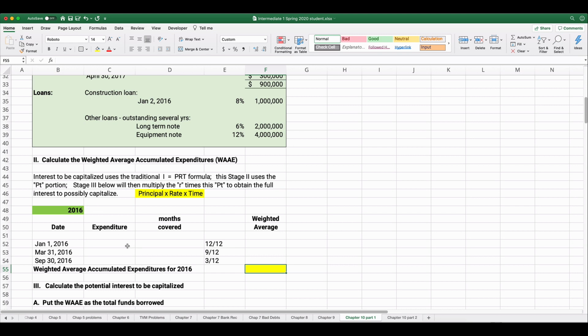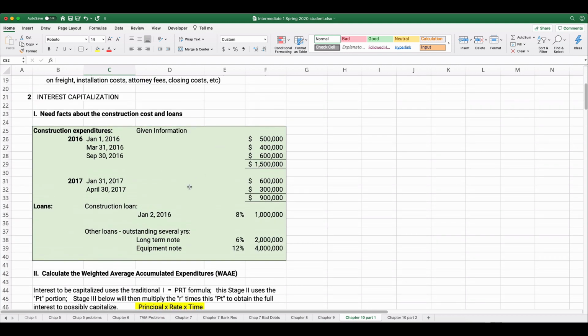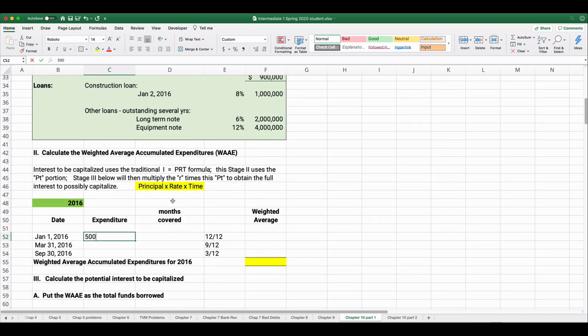So for 2016, we've got an expenditure of $500,000. So I'm going to drop in $500,000 here. And for March 31st, we've got $400,000. And for September 30th, we have a required payment of $600,000. Now, how many months do we have for that year? I've already calculated the fraction, but the first is for a full 12 months. For March 31st, you're missing January, February, March, so what you have is 9 months. And September is the end of September, so you've got October, November, December. So we're talking about 3 months.